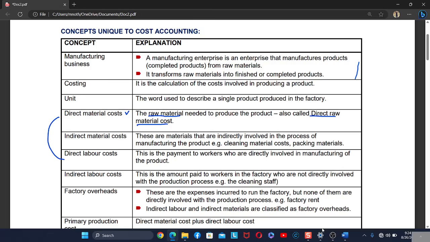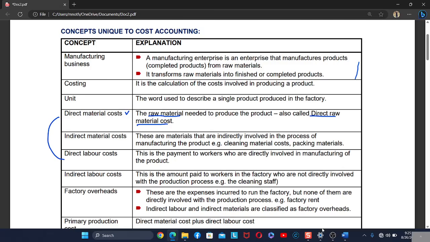Then we have the indirect labor cost. Indirect labor cost is the amount paid to workers in the factory who are not directly involved in the production process. Yes, these workers are working in the factory, but they are not directly involved in the making of the products. For example, the cleaning staff.